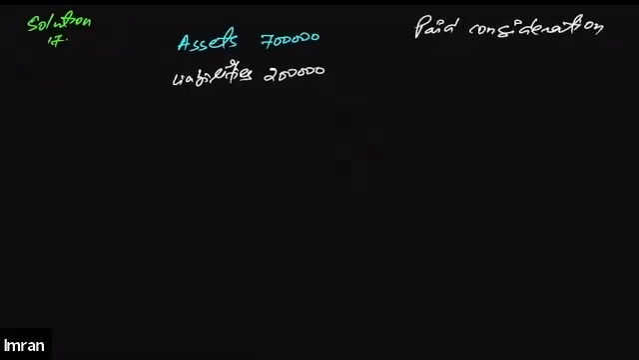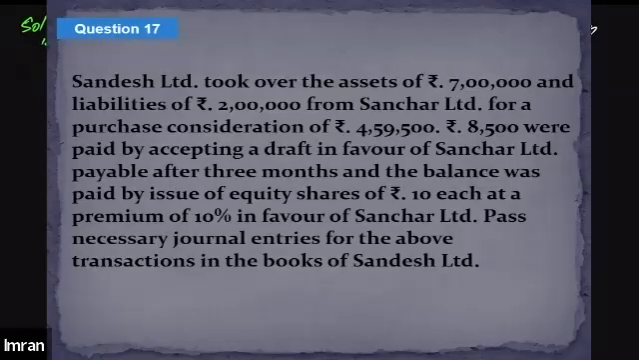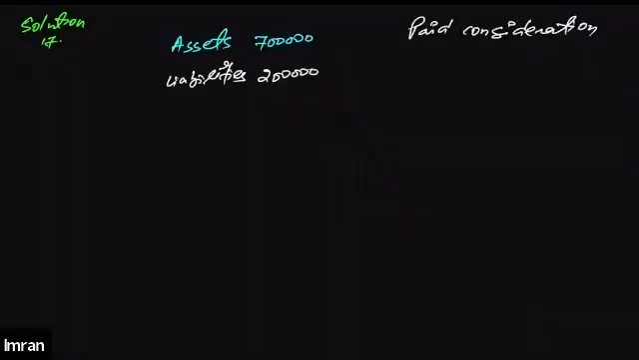Yeah, okay. So I was saying that Sandesh Limited took over the asset of 7 lakh and liabilities of 2 lakh from Sanchar Limited, for which Sandesh Limited paid Sanchar Limited 4,59,500. So this is the consideration. 4,59,500 is the amount of consideration that Sandesh Limited paid to Sanchar Limited.